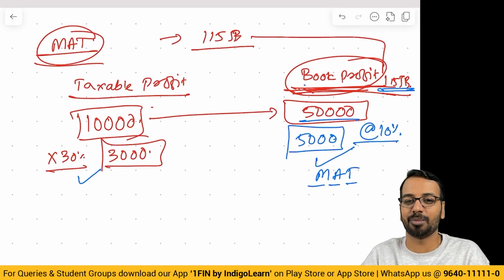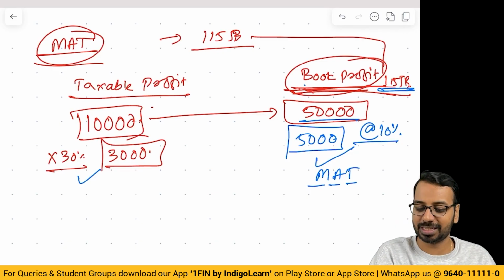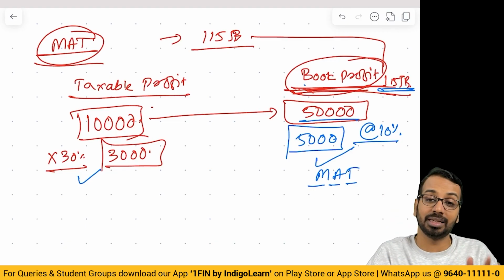Sir, how many regimes to remember? We have to remember 115 BAC, we have to remember 115 JB, we have to remember this. That is how it is.